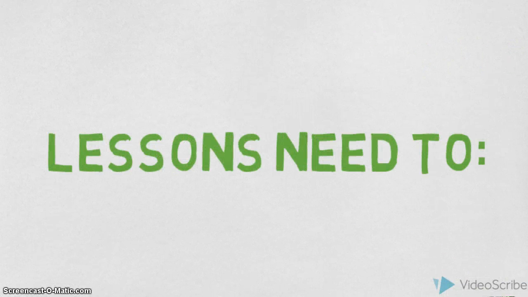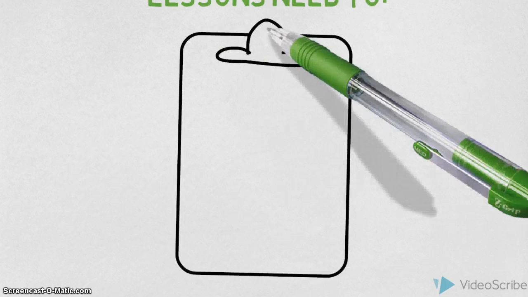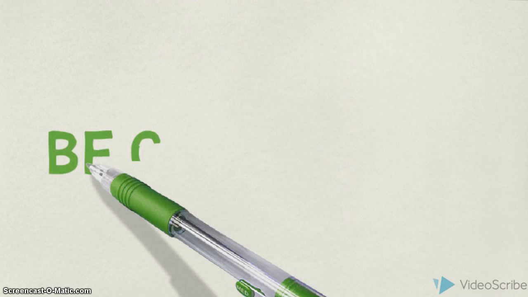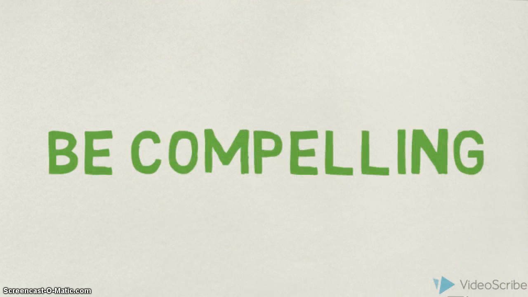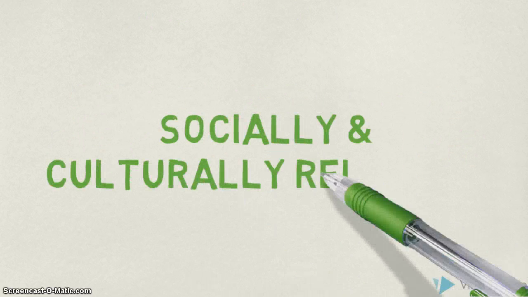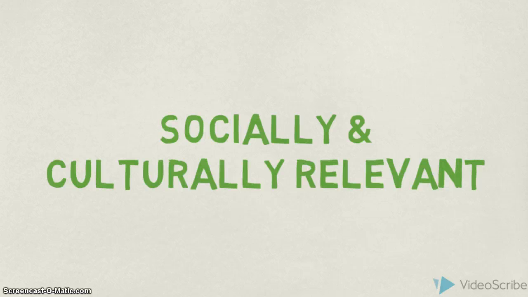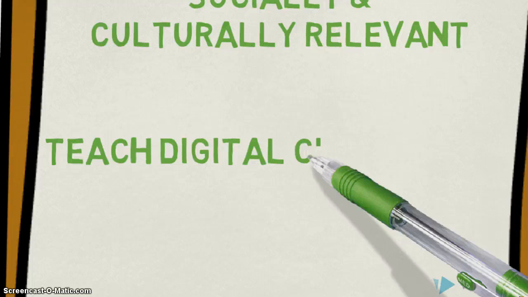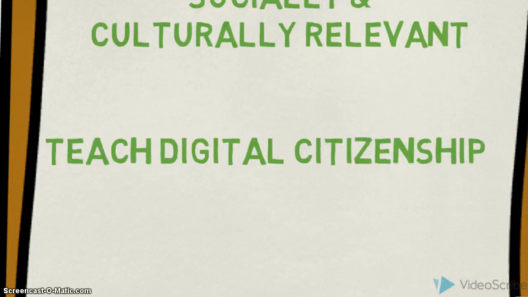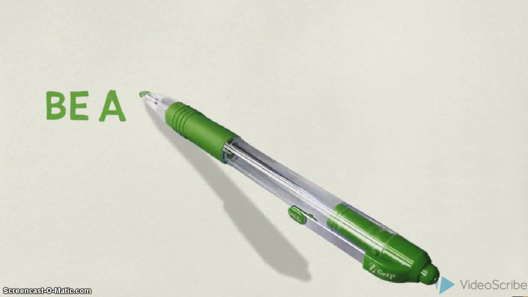When preparing lessons, teachers need to keep some things in mind for every class. Lessons must be compelling. If students aren't interested, it doesn't matter how much time you put into it. Lessons need to be socially and culturally relevant. If students don't see themselves in the learning, they aren't connecting to it. Students need reminders on what it means to be good digital citizens every time they use technology to ensure they are safe and respectful. They need to be taught appropriate use.